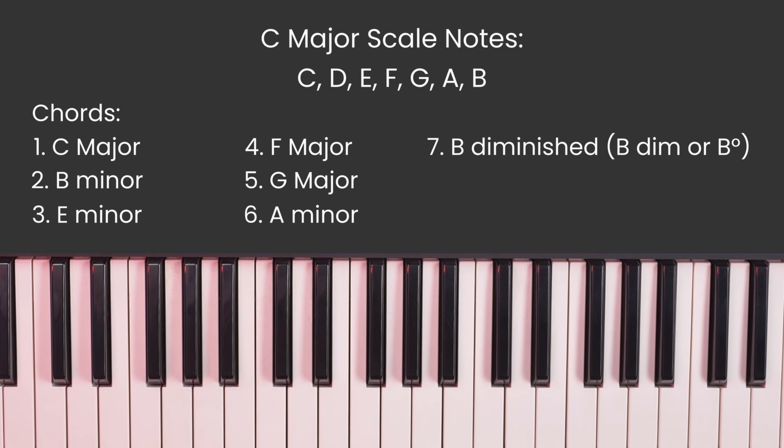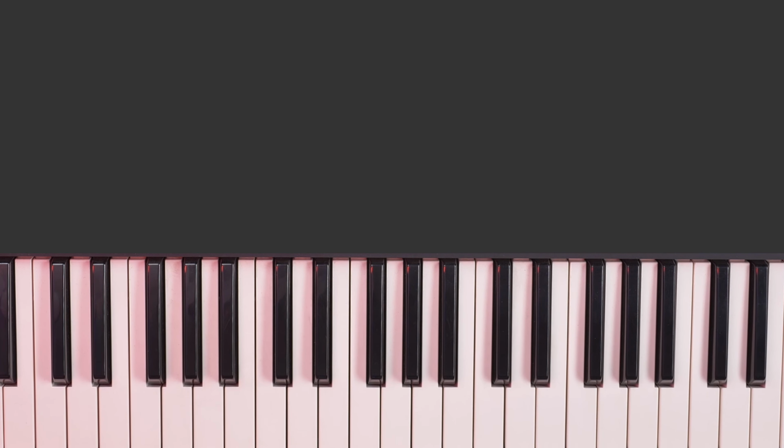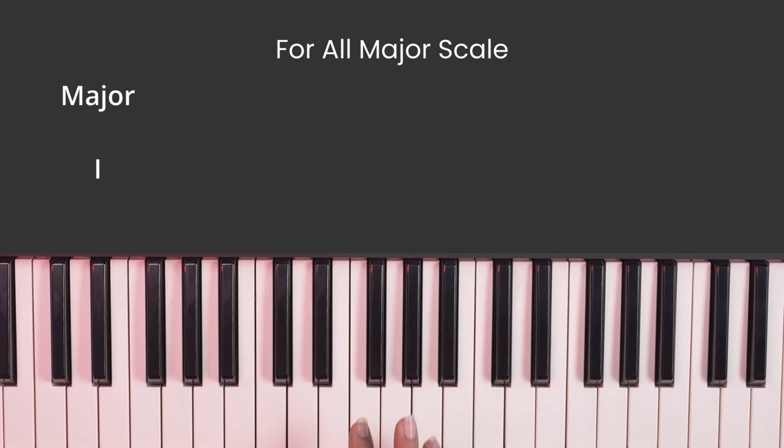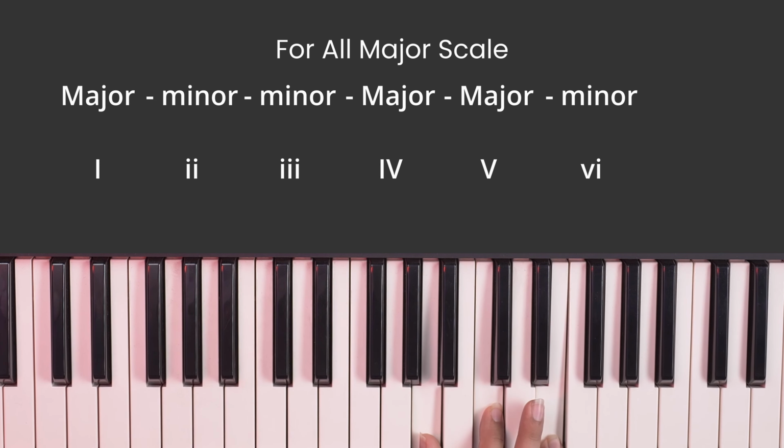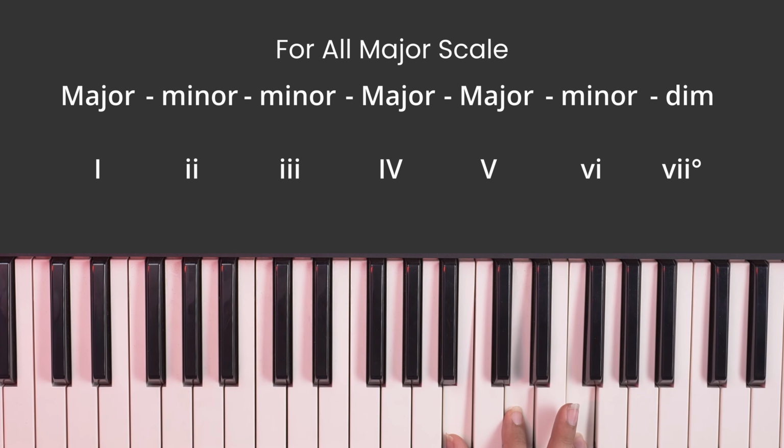Now here's a pattern. See, the first chord is major, then minor, then minor, then major, then major, then minor, then diminished. So there's a pattern of chords in every major scale. So first we go major, minor, minor, major, major, minor, diminished. I'll also show you the screen. So it's major, minor, minor, major, major, minor, diminished. This is the pattern that every major scale on this keyboard will follow.